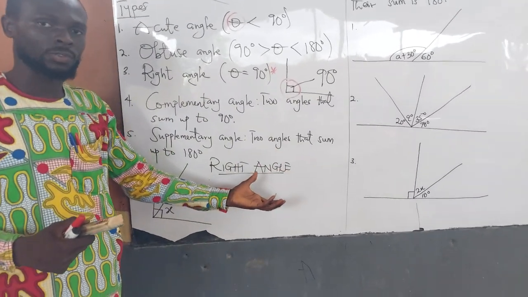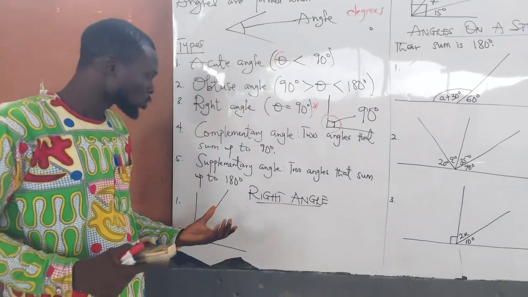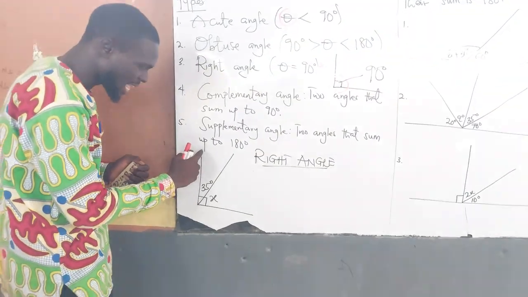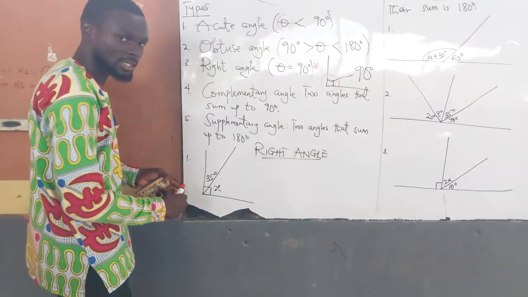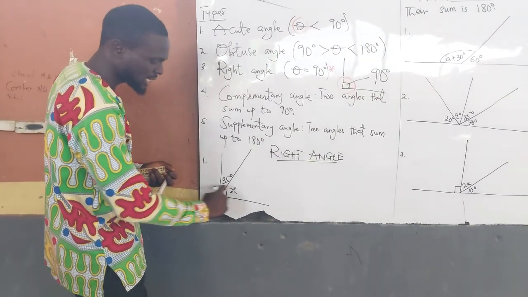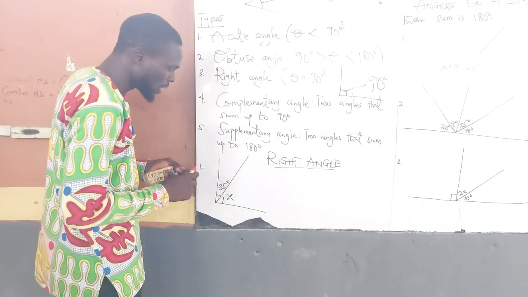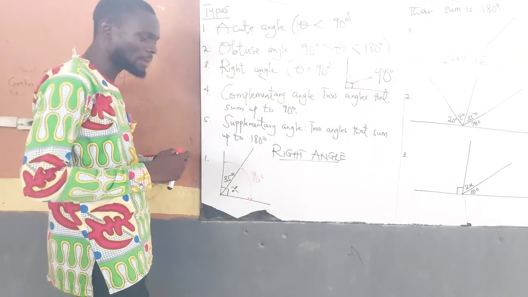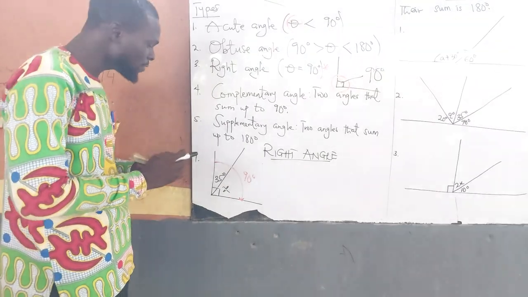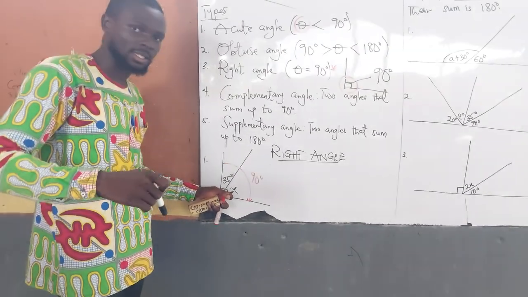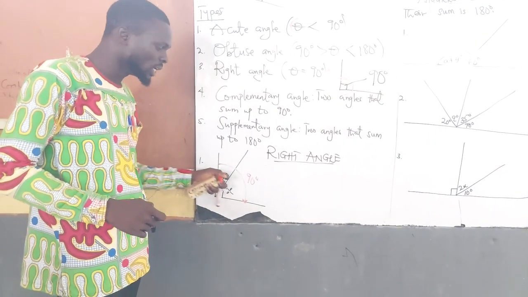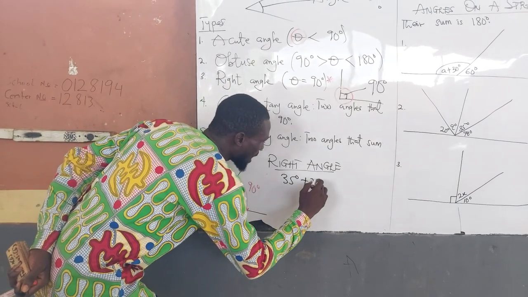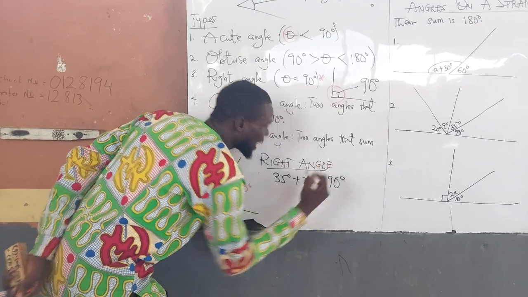So let's look at the calculations involved in a right angle. A right angle is equal to 90. If you have two lines meeting and you see this symbol here, it is telling you that all the angles from this side to this side sum up to 90 degrees. So if you are asked to calculate the value of x, then if I sum these two, it should give me 90 degrees. So we are going to say 35 degrees plus x degrees is equal to 90 degrees.